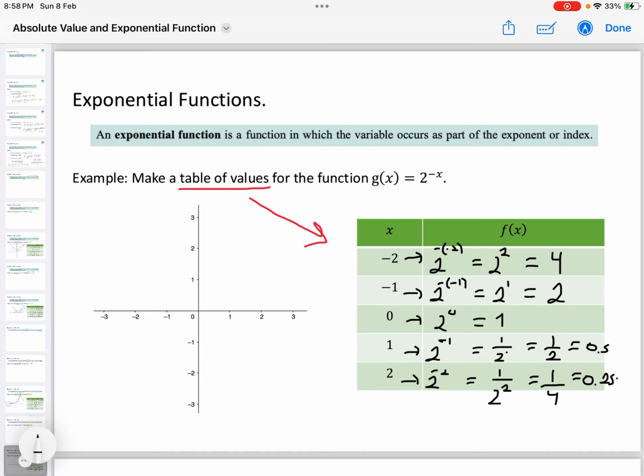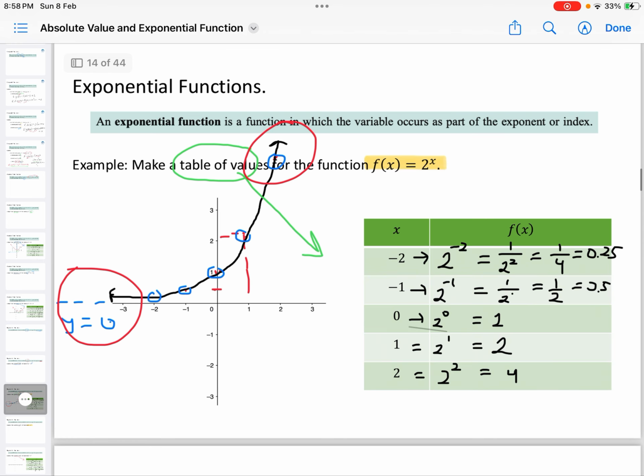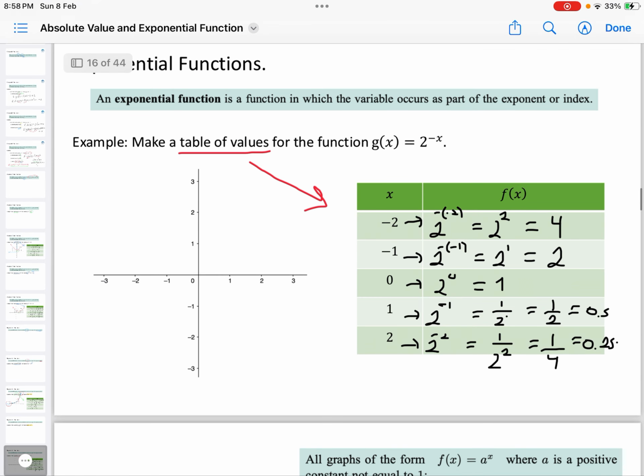Okay, so if you've done that one before by yourselves, you can see that the numbers are quite similar to the one we were doing before. Like, look at the answers. We have 4, 2, 1, 0.5, and 0.25. Very similar to here. We have 4, 2, 1, 0.5, 0.25. The only problem is that we're changing the order.